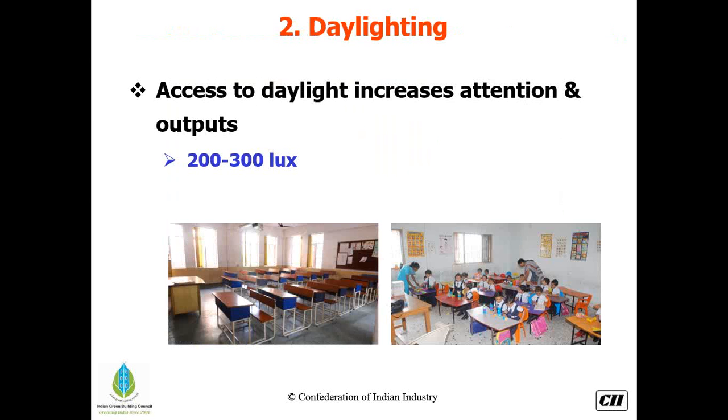Daylighting, as I said initially, is an intangible benefit, like improving the students' performance. Daylighting and ventilation are the points which will have an impact on your students' performance. We have guidelines in the rating system, like a minimum of 200 to 300 lux daylight factor in your spaces, so it will bring much improvement in your students' performance.